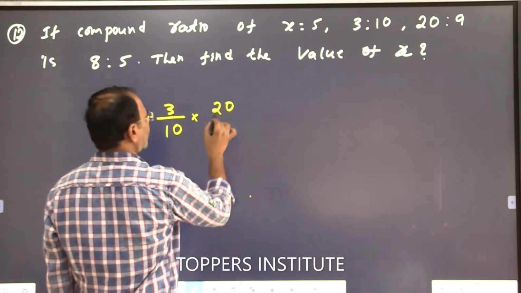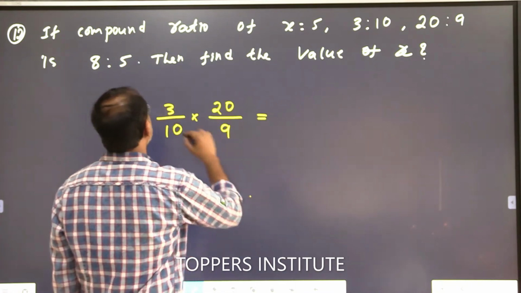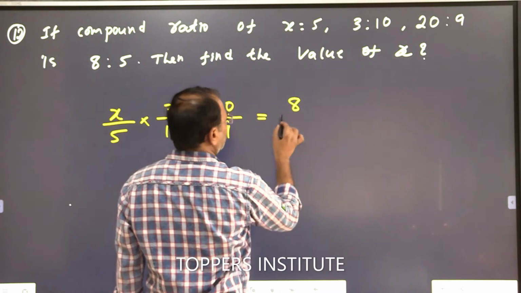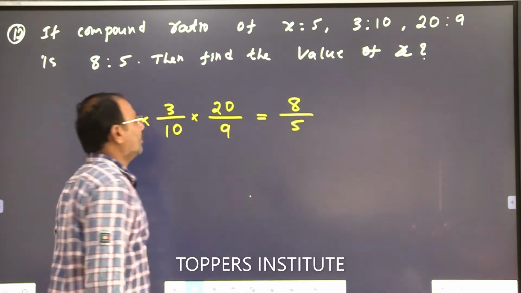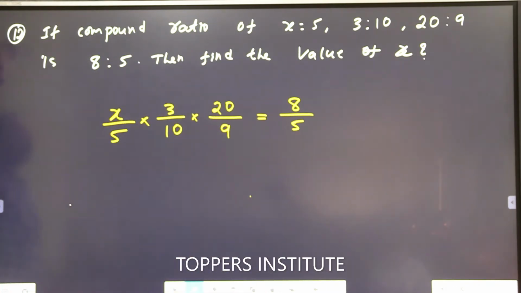20:9 is 20/9. This is equal to 8:5. x/5 into 3/10 into 20/9 is equal to 8/5.